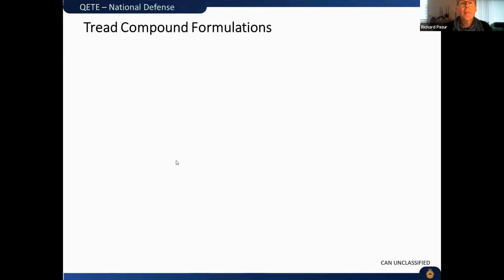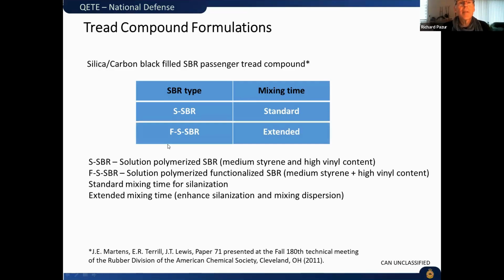The tread compound formulation comes up. There it goes. So it's a silica carbon black filled styrene butadiene rubber passenger tread compound. And there are 4 variations that we have with this compound. So it's the type of SBR. We have a solution polymerized SBR, medium styrene, which is about 23 to 24%, high vinyl content. And we also have a functionalized solution polymerized SBR, medium styrene, high vinyl content as well, but with functionality.